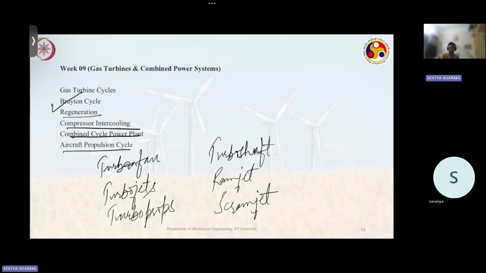And what is regeneration? Regeneration basically is preheating your compressed gas. Okay. Yes. And then compressor intercooling is there, where you cool down the air that you have compressed in your compressor. Right?